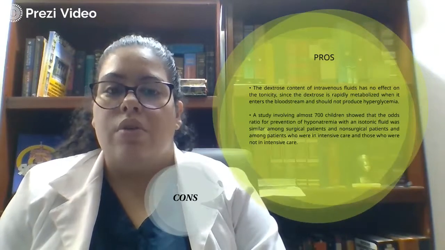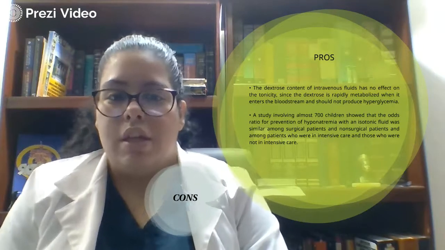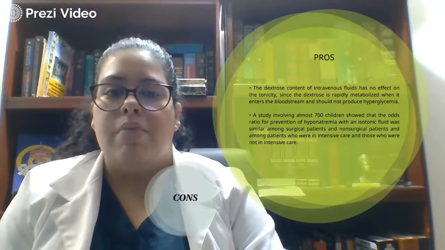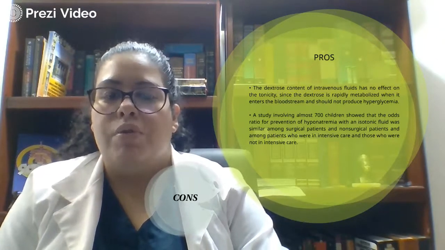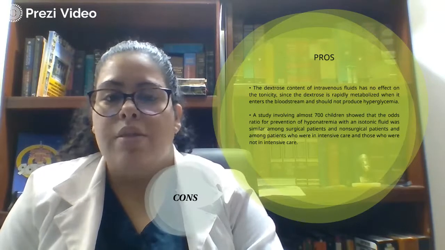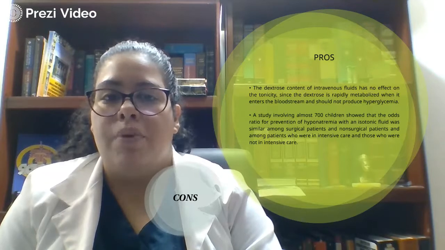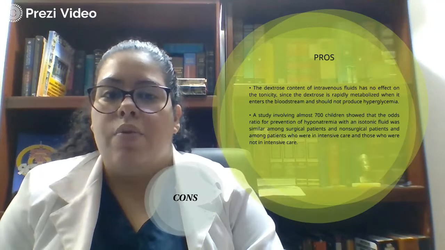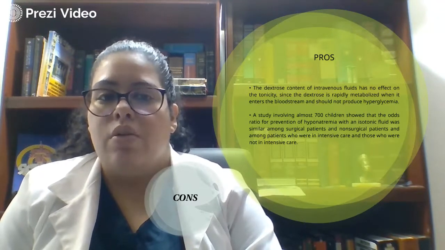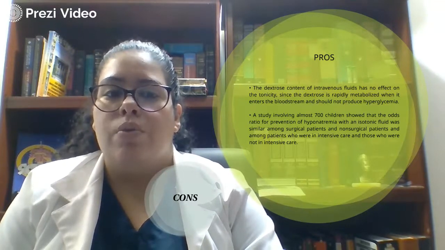Pros and cons. In pros, the dextrose content of intravenous fluid has no effect on the tonicity, since the dextrose is rapidly metabolized when it enters the bloodstream and should not produce hyperglycemia. A study involving almost 700 children showed that the odds ratio for prevention of hyponatremia with an isotonic fluid was similar among surgical patients and non-surgical patients, and among patients who were in intensive care and those who were in non-intensive care.